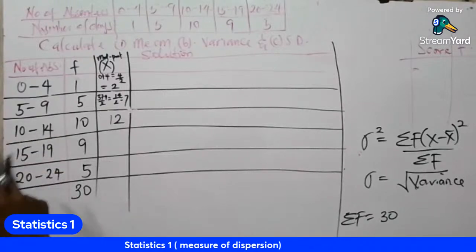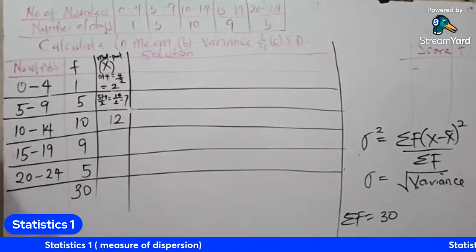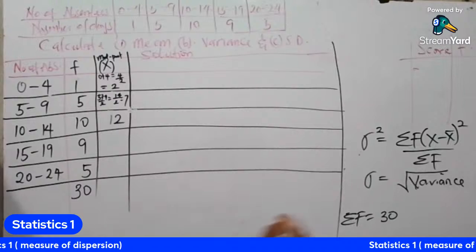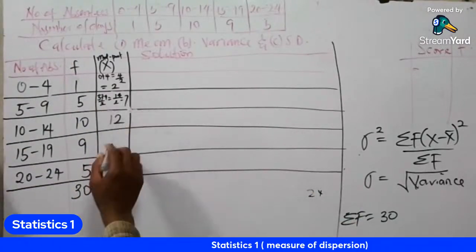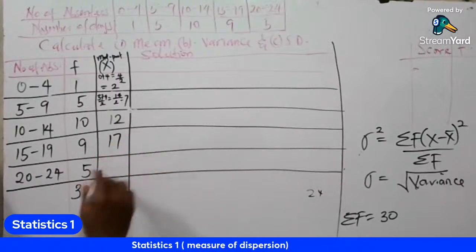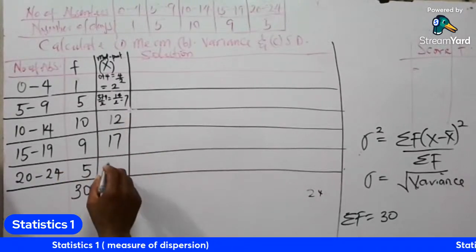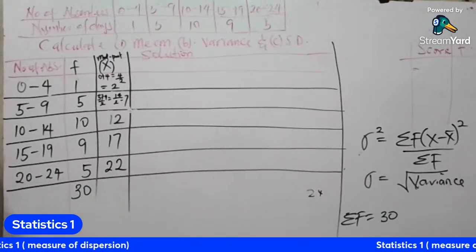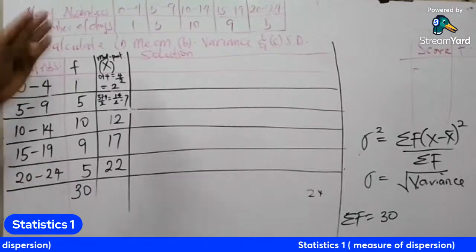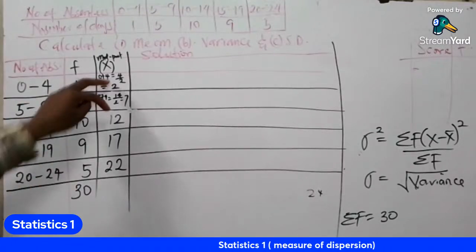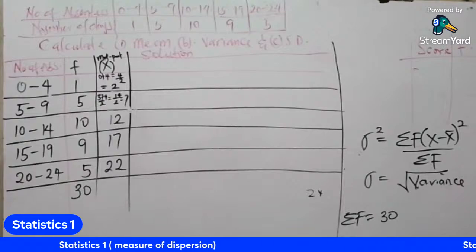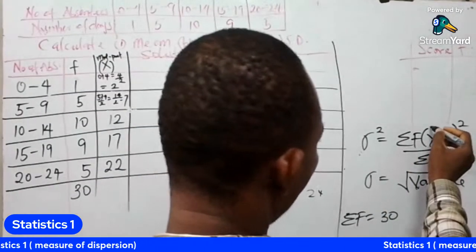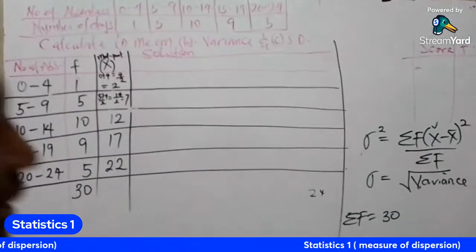That is this plus this, 10 plus 14. Of course, that will give me 24, so 24 divided by 2 will give me 12. If I add 5 to this again, that will give me 17. If I add 5 to 17, of course, that will give me 22. So that is my midpoint. So it means my midpoints are 2, 7, 12, 17, and 22. So I've got the x.